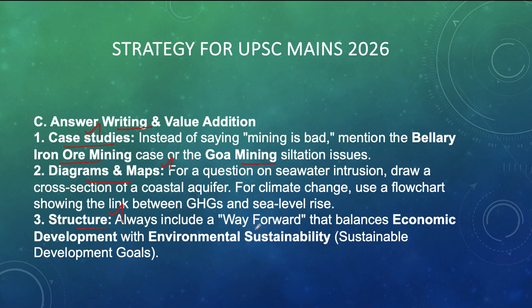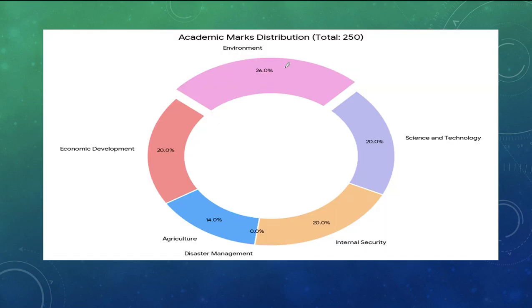With respect to structure, whenever you are writing any challenges, you need to come up with a way forward or solution, either in the conclusion or as a way forward column. That time you need to talk about the sustainable development goals in the conclusion or way forward in your environmental section answer, students. And with respect to marks distribution, environment is playing 26 percentage weightage in your GS paper 3.